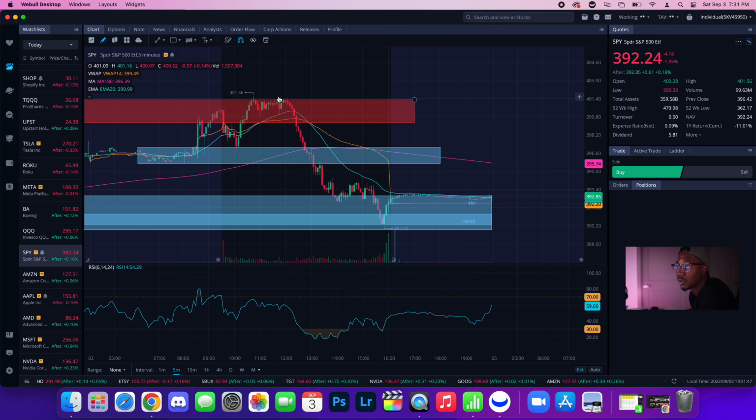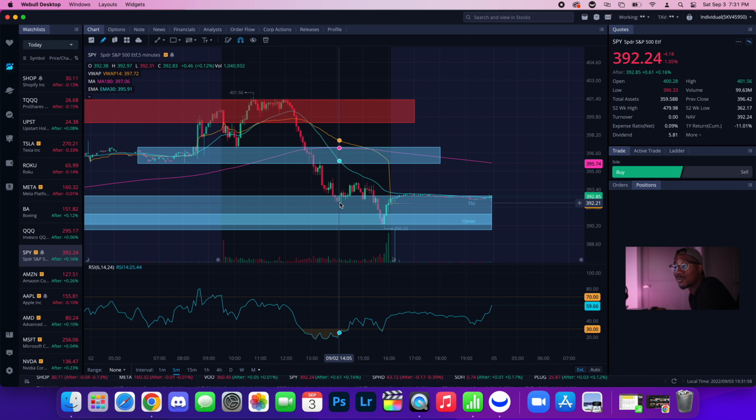As you see, it moved from about 401, where you probably got it, all the way down to, if you rode it here, 392. That is a $9 move.